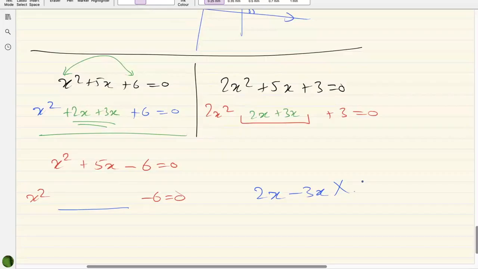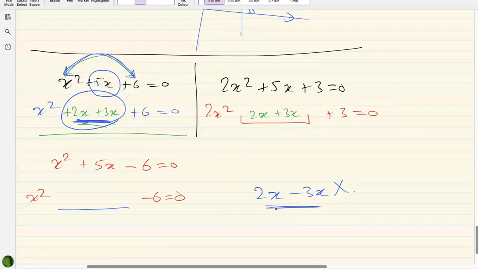It's not negative 6x. We have two conditions. The sum of these two should be equal to the one in the middle. The product of these two should equal the product of the ones on the extremes. So if we add these two, we don't get 5. When we multiply these two, yes, we do get negative 6, but we have to satisfy both conditions.